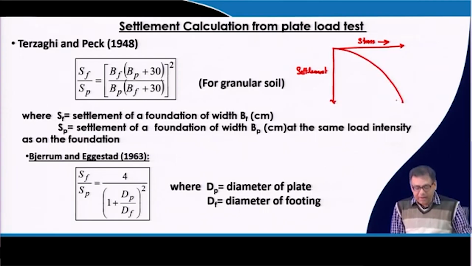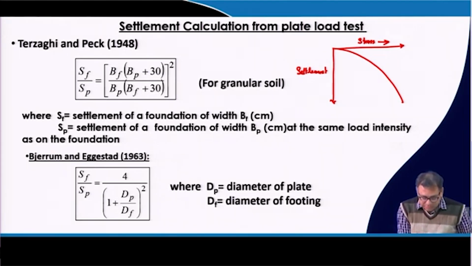Okay. And then we have to use these correlations to get the actual settlement of the foundation. So, suppose first we take the Terzaghi and Peck correlations. So, these are the correlations, remember that S_F is the settlement of the foundation and S_P is the settlement of the plate.